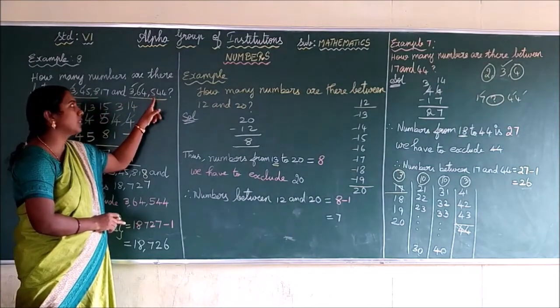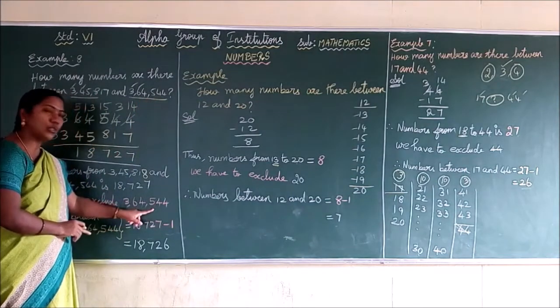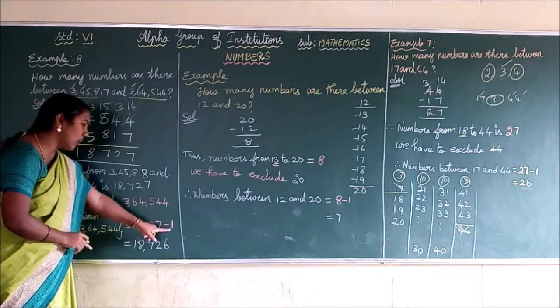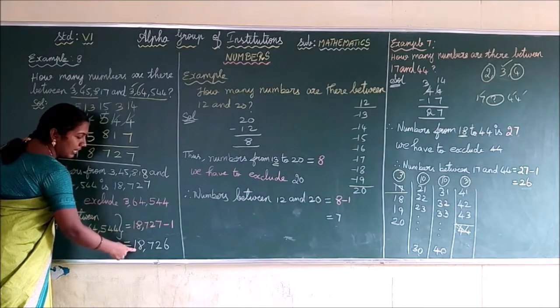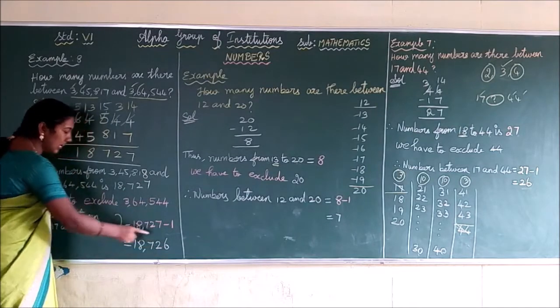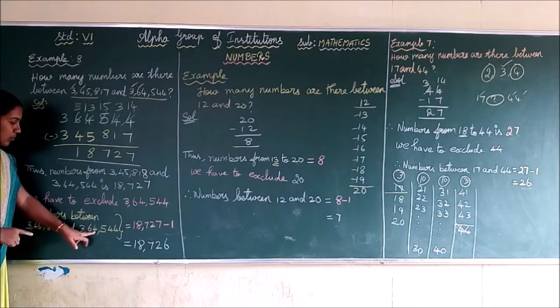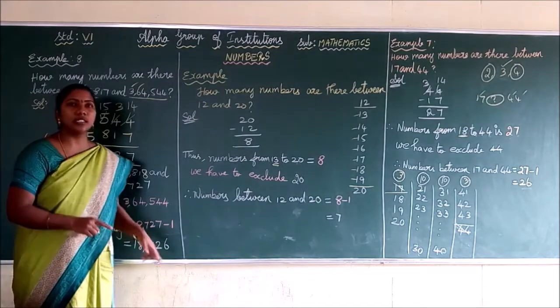So we have to exclude this number. So you have to subtract 1 from this one. That is 18,727. Thus we are subtracting 1 from 18,727. We get 18,726. Thus numbers between 3,45,817 and 3,64,544 is 18,726. It's clear, children?